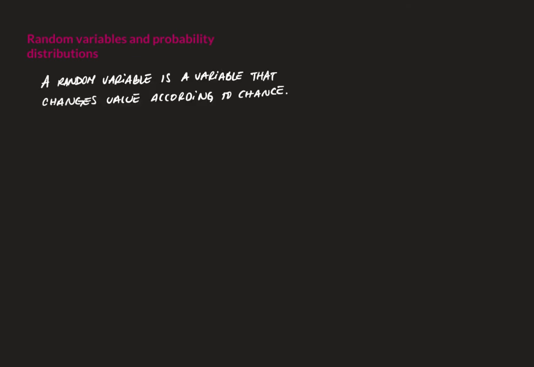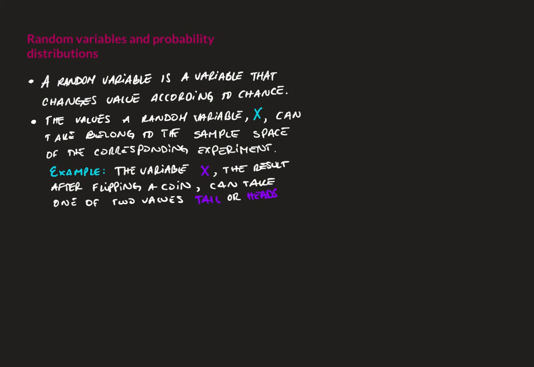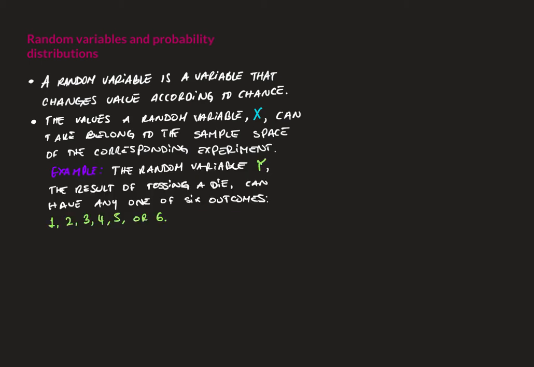So a random variable is a variable that takes different values according to chance. The values that that variable can take are the outcomes of an experiment. For example, if the experiment is flipping a coin, you can have two outcomes. It can be heads or it can be tails. If you're tossing a die, the values that that variable can have are 1, 2, 3, 4, 5, or 6 if it is a six-sided die.